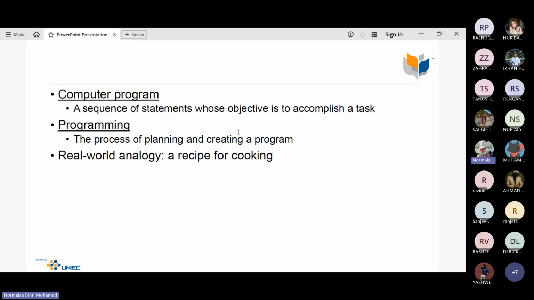So that's why a recipe is a good analogy for programming, because it looks similar. Of course, if you want to cook, you need the ingredients. If you want to do some programming, you need to declare first what you need to use.